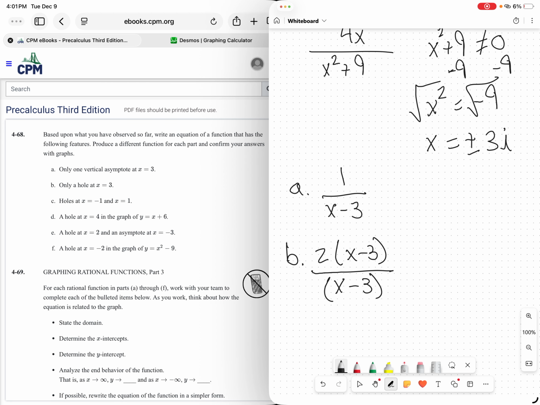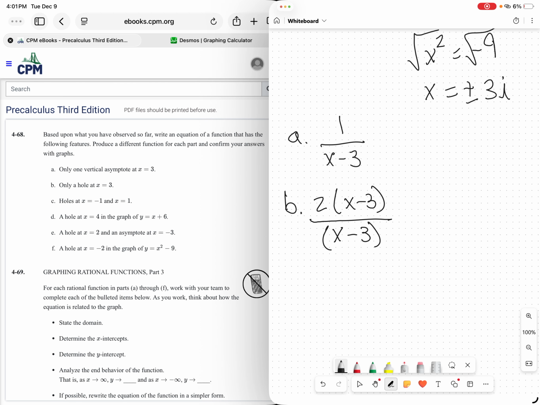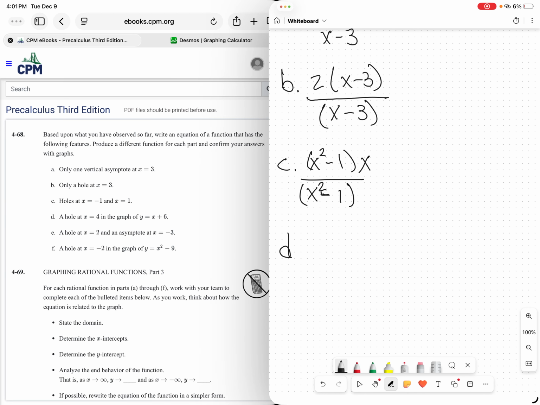Right? Now we're going to have holes at 1 and negative 1. So C, we're going to have x squared minus 1 over x squared minus 1. I'm going to say times x now up top. So again, we'll have positive and negative 1. They're going to cancel out, but they'll have holes. Okay, D. We've got a hole at 4. This is going to be x minus 4 over x minus 4.